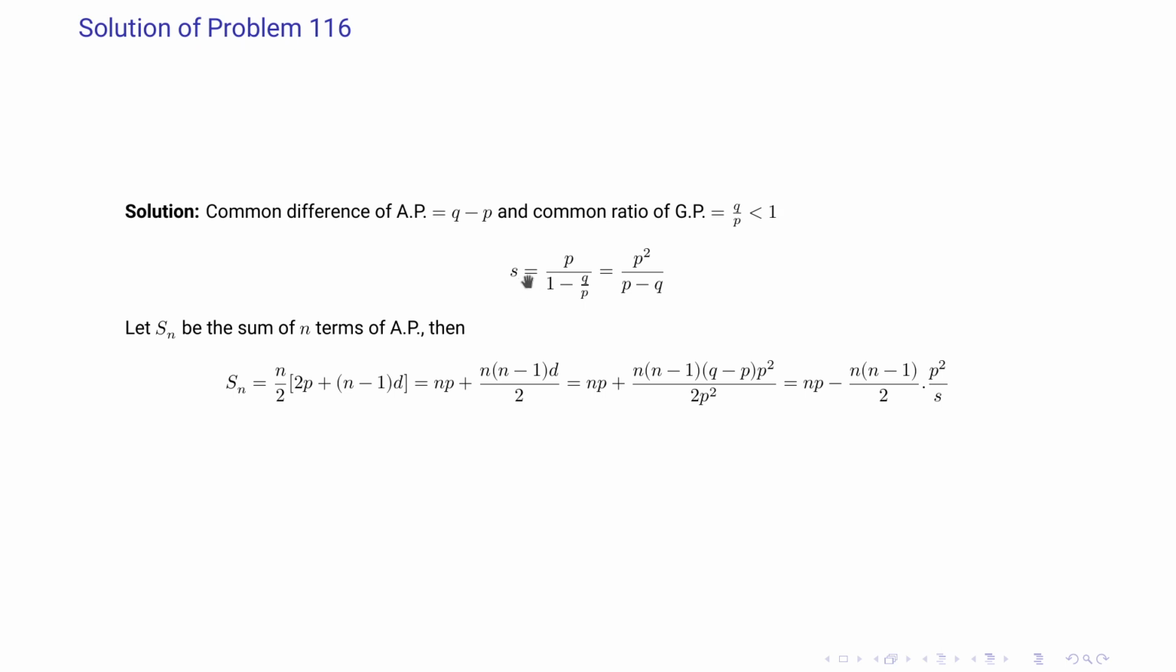So the sum of infinite terms would be p by 1 minus q by p, that is p square by p minus q. So we write the sum of n terms of the AP, which is n by 2 into 2p plus n minus 1 into d. We multiply, and we get np plus n into n minus 1 into d by 2. We substitute the value of d, and we multiply and divide by p square, and thus we obtain np minus n into n minus 1 by 2 into p square by S.